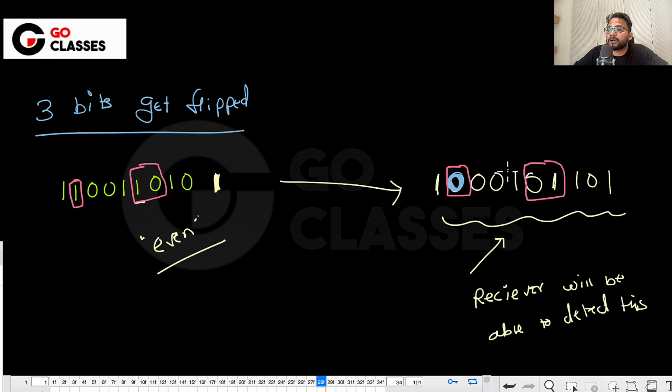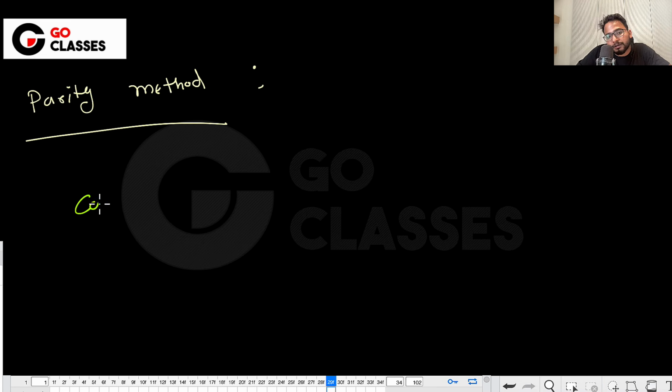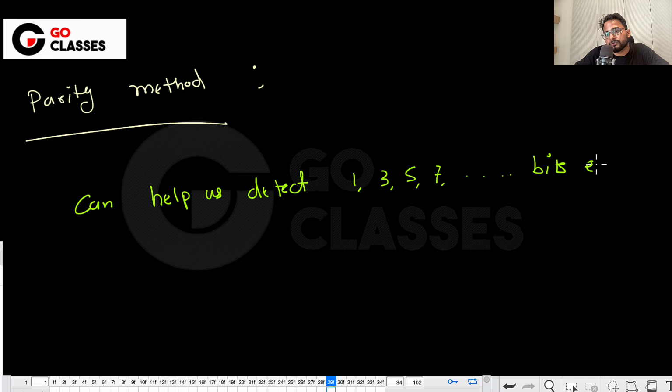So ultimately you will be getting an odd number of ones here, which means this parity method, or parity check method, whatever you like to say, can help us detect 1, 3, 5, 7 bit errors. Which means odd bit errors. If the number of errors is odd, then it can find it. Doesn't matter whether you're using even parity or odd parity, but if the total number of errors is odd, then it can detect.